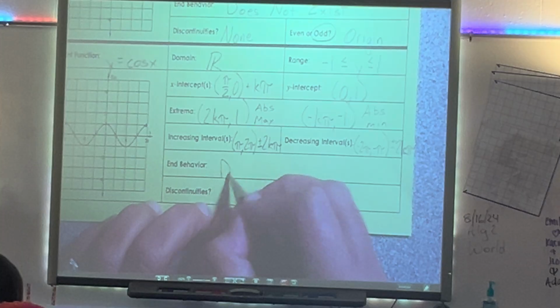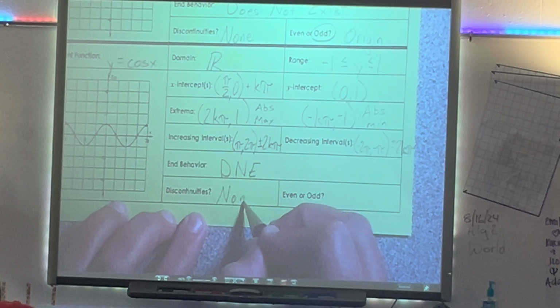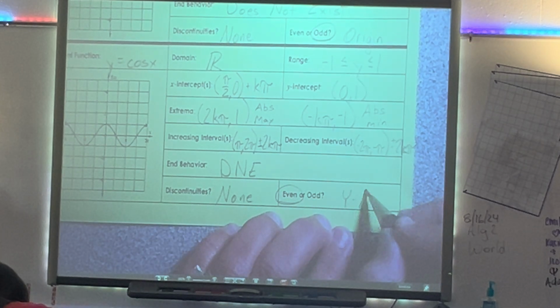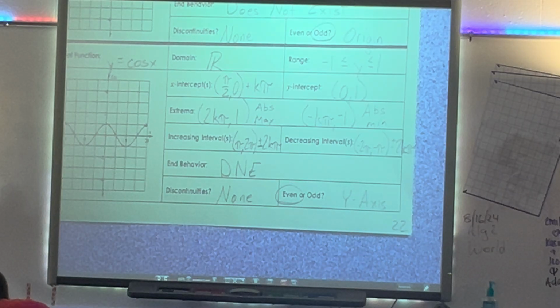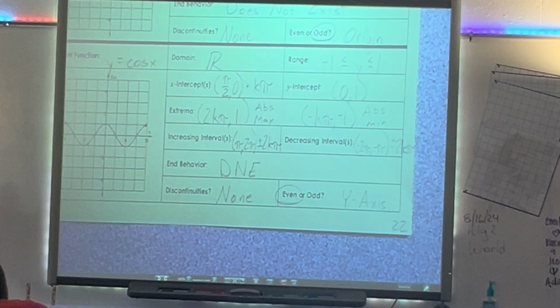Alright, again, the end behavior does not exist. There are no discontinuities. This one is even at the y-axis. Okay, and again, when we get to sine and cosine the second semester, I'll cover that in more depth and explain all of that. I just want you to have that as a reference.